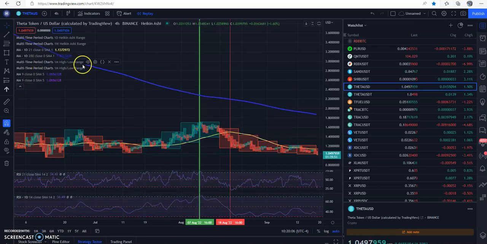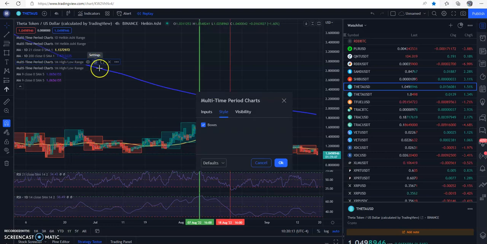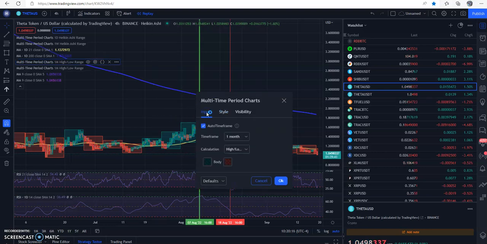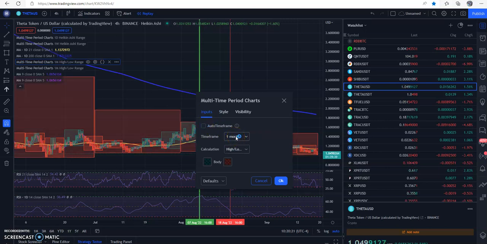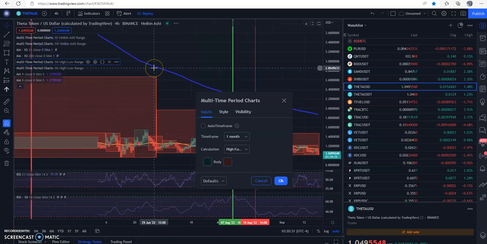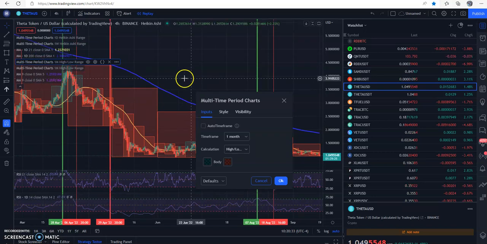Now all you would do with these is go to the settings, the little gear icon, click the settings, go to input, and then take it off of auto time frame, because what that's going to do is go to each chart. And now if you look, I have a monthly, I have a weekly, I have a daily, all on the exact same chart.